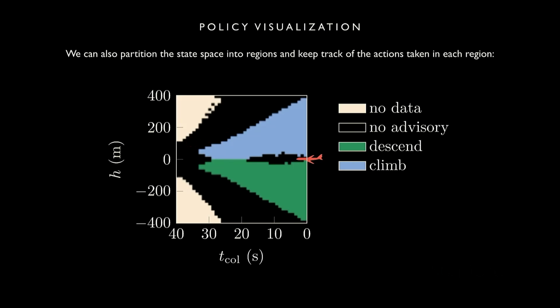So we can also partition the state space into a bunch of regions, and then simulate a bunch of trajectories. So we'll just imagine all those rollouts that we had from before. And then every time it passes through a region, we mark down what action it took in that region.